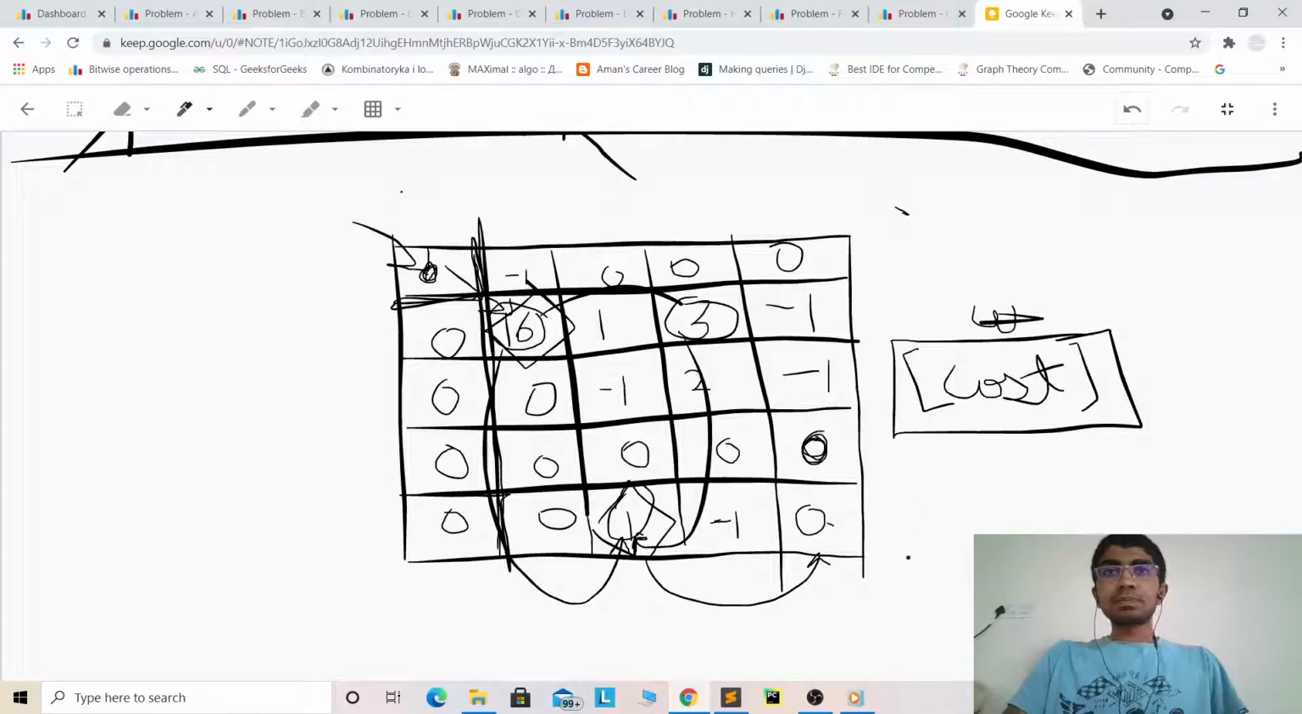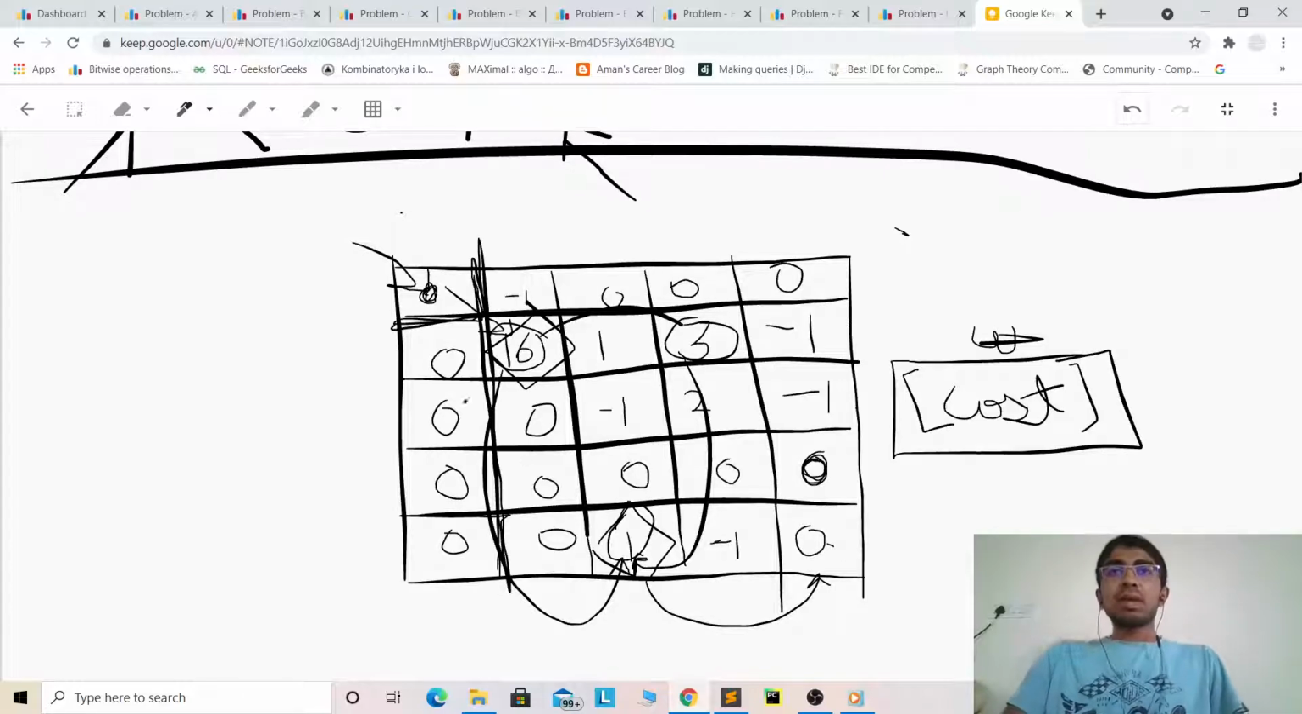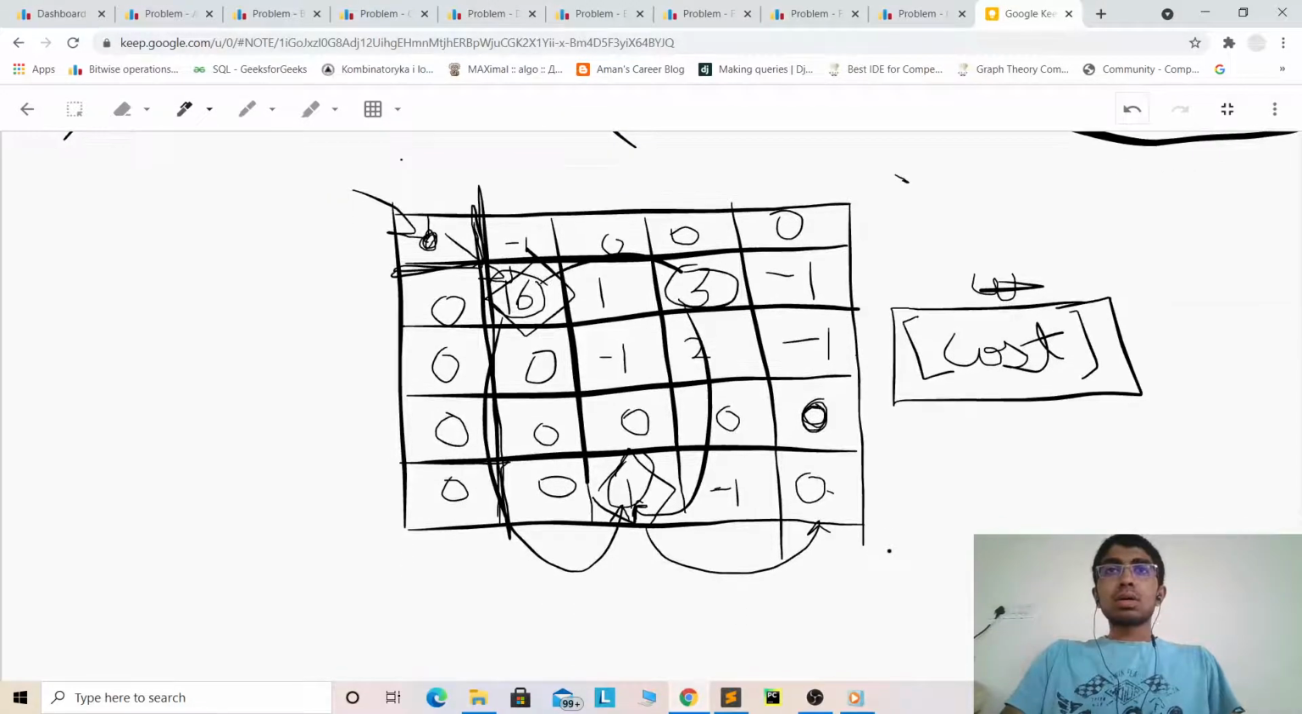That is the question. And there are three types of values a cell can hold: 0, -1, and a positive integer. 0 means the cell is accessible. -1 means the cell is inaccessible. And a positive integer means the cell is accessible, plus from such a cell we can go to any other cell which also has a positive integer value. For example, 16 can go to 3, 16 can go to 1, because those cells have positive integer values, and such cells are known as portals. So with these constraints we need to find the minimum cost.